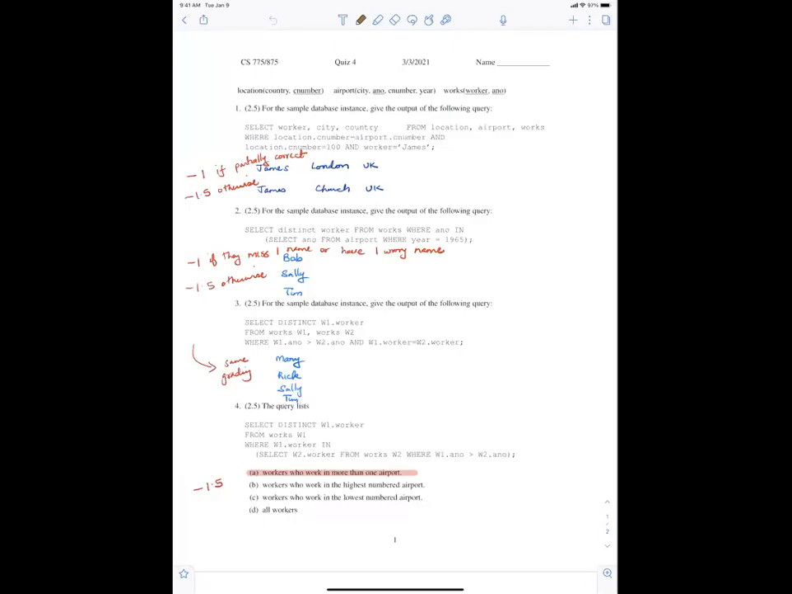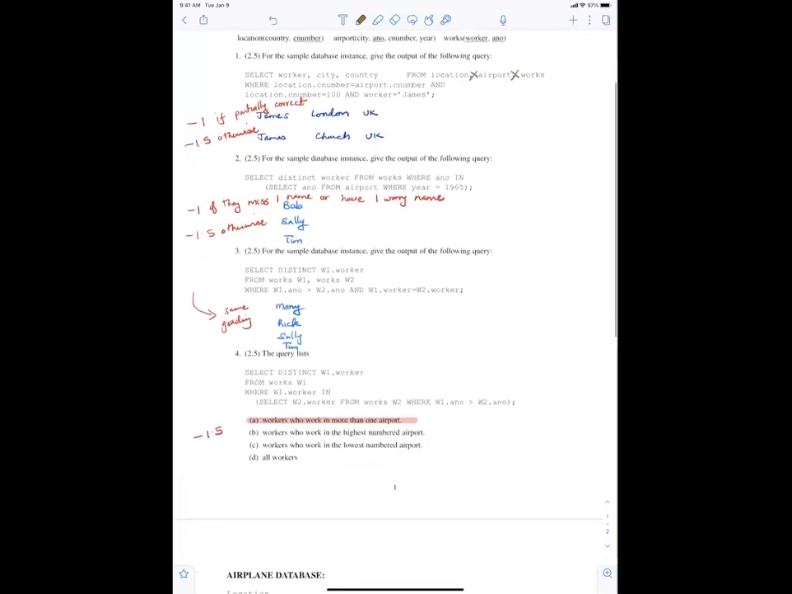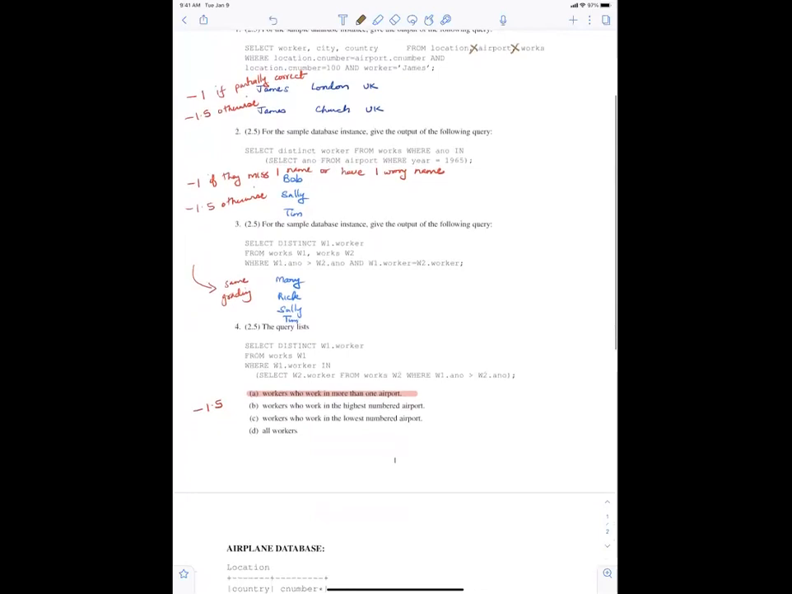About question number 1 of the quiz. What you have to remember is that this one is a cross product. So what this is saying is location cross product airport cross product works. Because of that, it will remember the cross product.